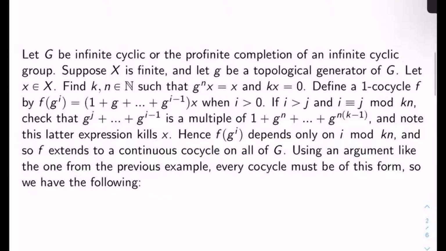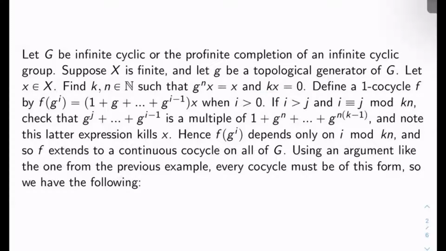Let's start out by looking at the case that G is an infinite cyclic group or the profinite completion of an infinite cyclic group. Let's suppose X is finite, so G is acting on a finite set or a finite abelian group X. Let g be a topological generator of G, and let x be in X. We can certainly find integers k and n in the natural numbers such that g^n x is x. I mean, if you act on x enough times by g, you're going to end up back where you started since X is finite, and such that k times x is 0. Again, that's just because X is finite.